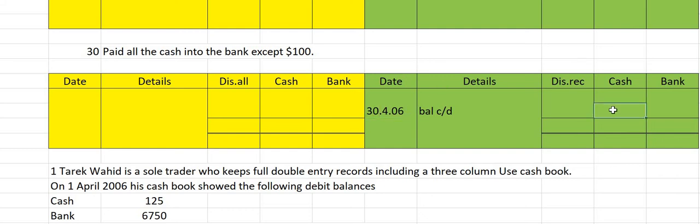Balance carried down, and only in the cash column, because we are going to pay all cash into the bank except 100. That means we are going to keep 100 with us in cash. Right? Then next month date, which is 1/5/06, you enter here as balance brought down. Same value, this 100 should go here in the cash.